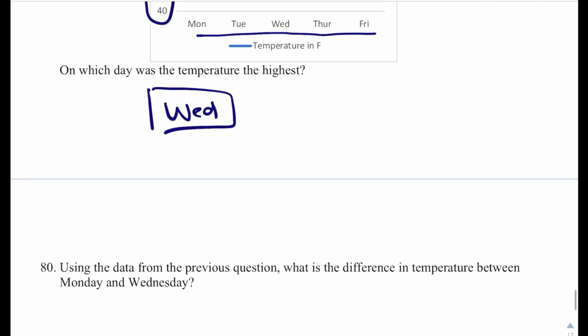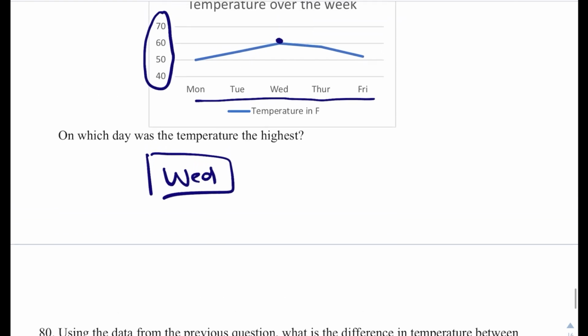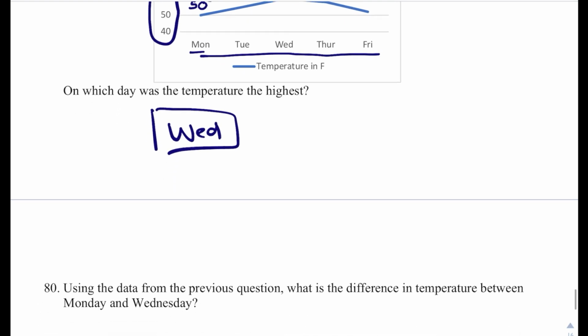Using the data from the previous question, what is the difference in temperature between Monday and Wednesday? Well, we can see Wednesday is 60 degrees, and then Monday is 50 degrees. So the difference between Monday and Wednesday is going to be 60 on Wednesday minus 50 on Monday. So our answer is 10 degrees in Fahrenheit because the temperature is in Fahrenheit. And that's our answer.